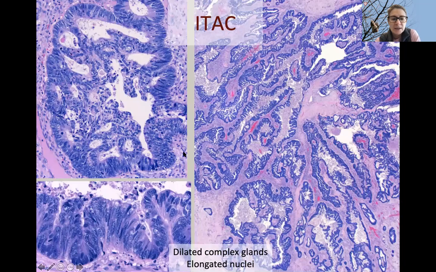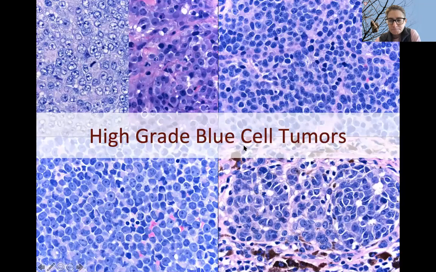branching glands with dark elongated nuclei with this very grungy necrotic material in the center of the glands. The intestinal types that appear colonic tend to have somewhat worse prognoses and are considered high grade.